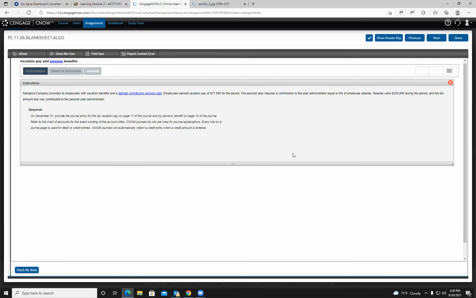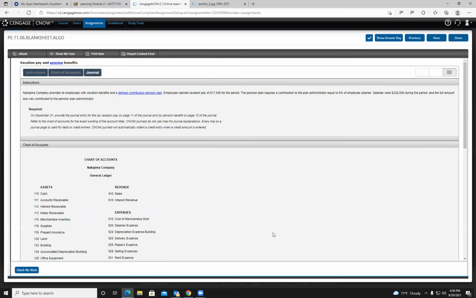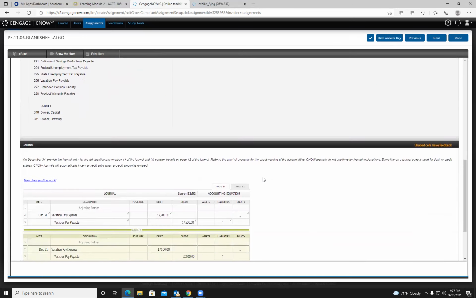Now we're talking about vacation pay and pension benefits. So let's take a look at this problem. This company provides its employees with vacation benefits and a defined contribution pension plan. Employees earned vacation pay of $17,500 for the period. The pension plan requires a contribution to the plan administrator equal to 6% of employee salaries. Salaries were $230,000 during the period, and the full amount due was contributed to the pension plan administrator. So we're going to go ahead and show the answer keying.